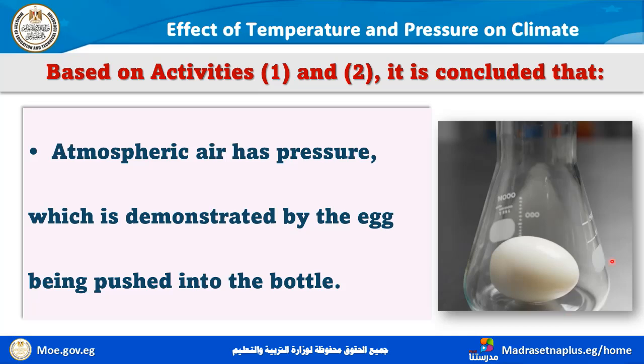And as we explained, when we burn the paper inside the bottle, the air heats up and expands, so some air escapes out of the bottle. After the flame goes out, the air inside the bottle cools and contracts. This causes the pressure inside the bottle to be less than the pressure outside the bottle, so the egg is pushed down inside the bottle.